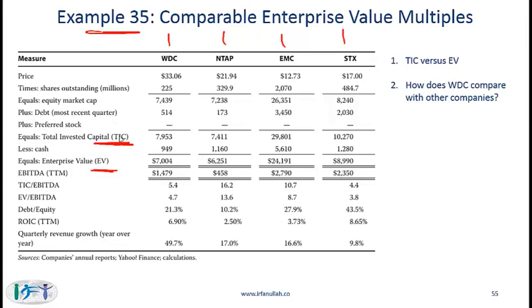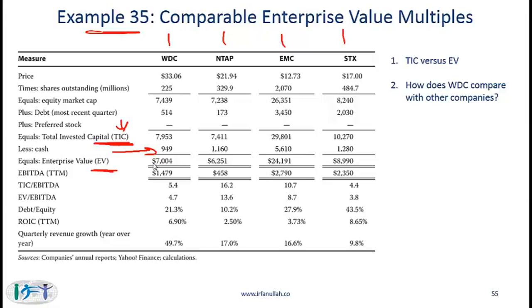I want you to stare at this data. And I know you've not seen TIC before, but based on looking at the information presented, think about what's the difference between TIC and enterprise value. The only difference is this cash item. So with TIC, we do not subtract the value of cash and marketable securities. If cash and marketable securities are a small number relative to debt and equity, then TIC and EV will be roughly the same.